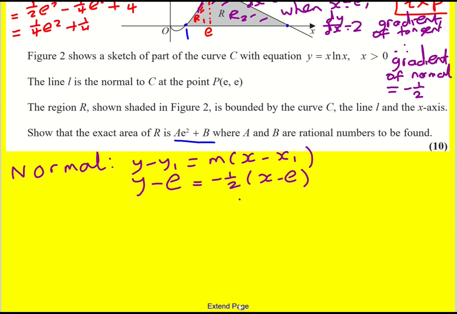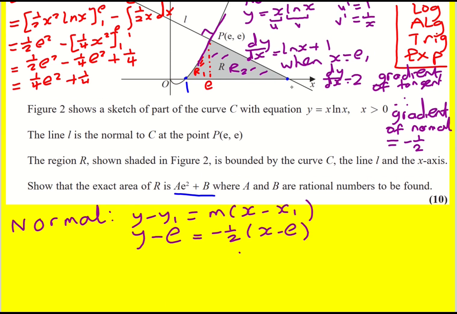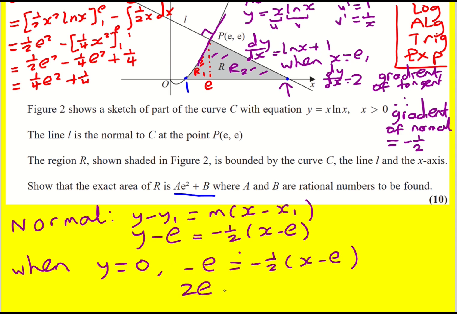I'm not actually too interested in the equation of the normal itself. I want when y is 0. So when y equals 0, minus e is equal to minus a half times x minus e, which means that 2e is equal to x minus e. I've timesed through by minus 2, and therefore x is equal to 3e. Okay, that was what I was really interested in.